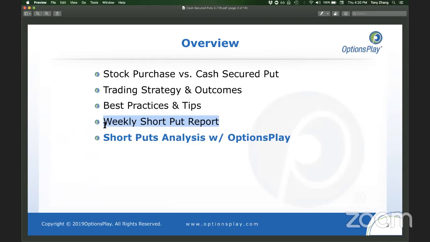And lastly, we'll spend a bit of time using Options Play to show you how you can take the methodical approach that we're teaching you on this webinar and apply it instantly to your portfolio using Options Play in as little as a few seconds. So that's the goal that we're going to try to cover here today.